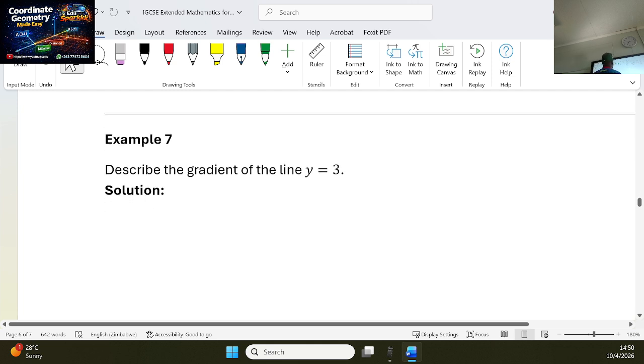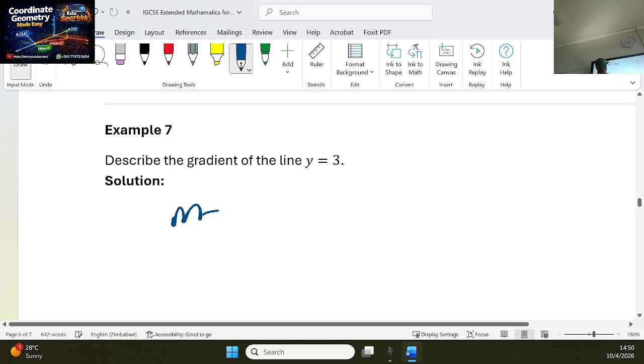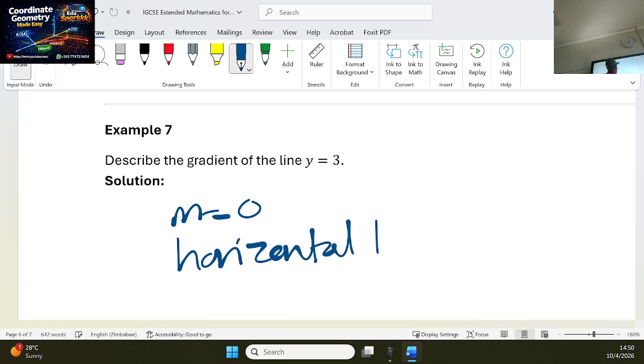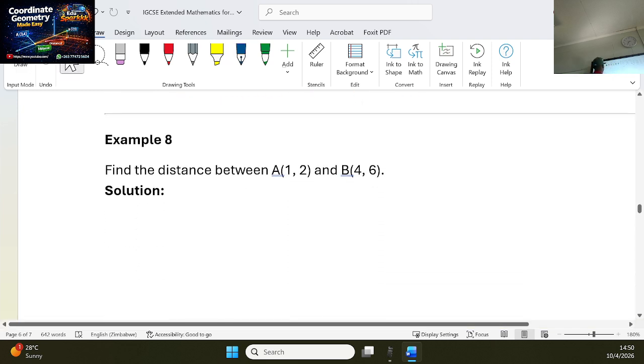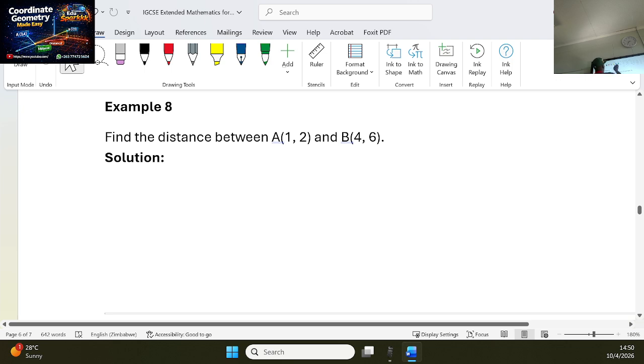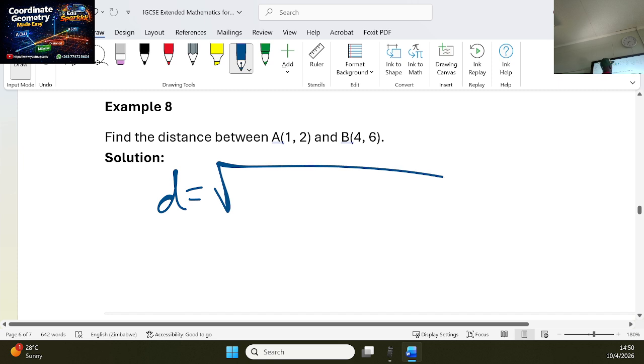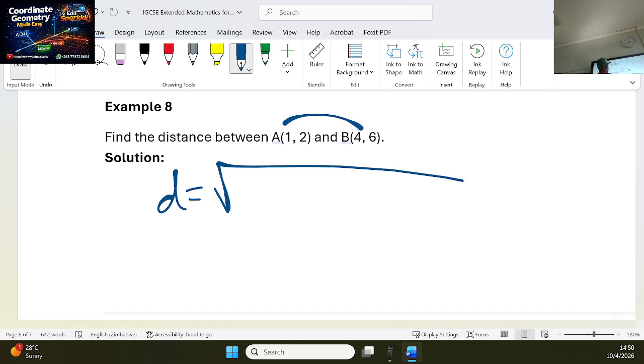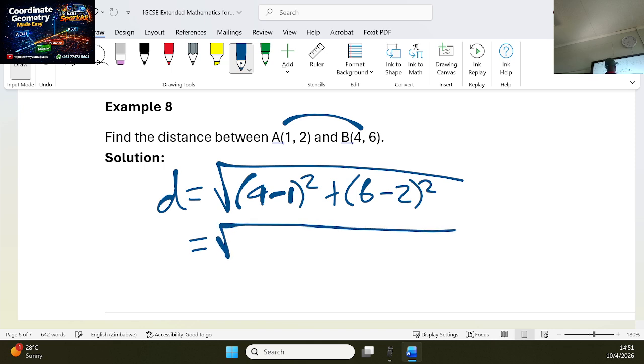Right, describe the gradient of the line y is equal to 3. The gradient m is equal to 0 because this is just a horizontal line, and we know horizontal lines have gradient 0. Then moving to number 8, find the distance between. The distance formula, small letter d, is equal to the root of, well, we target corresponding x values and we find the difference. So it's 4 minus 1 squared, plus we do the same for the y, 6 minus 2 squared. And when I simplify, this is root of 3 squared plus 4 squared. So the distance is going to be 5, according to Pythagoras.